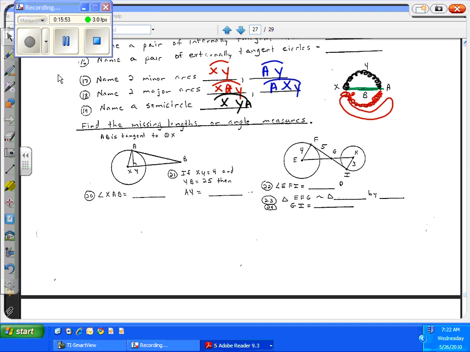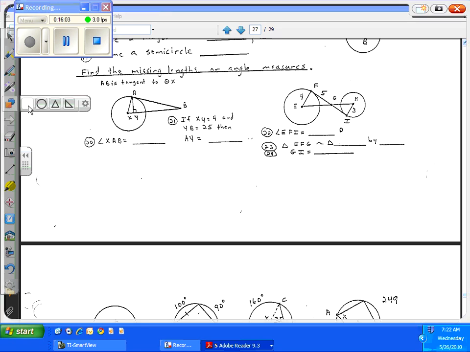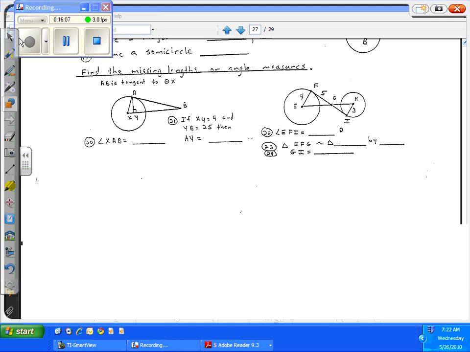Okay, number 20 through 24 say find the missing lengths or angle measures. I'm going to wipe this out just to have some room to focus on that problem only.